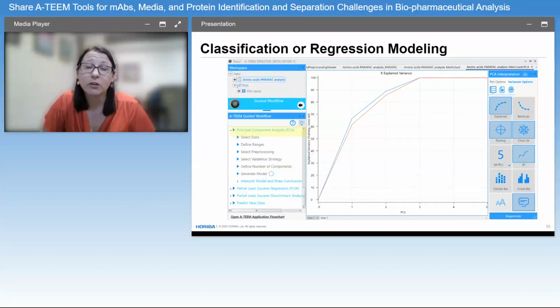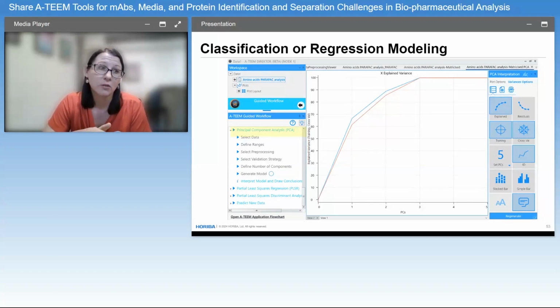And the workflows here are similar for principal components analysis and partial least squares, whether regression or discrimination, which use the supervised Y block data that you input earlier. And these can be used to assign either classification groups or concentration for your data.